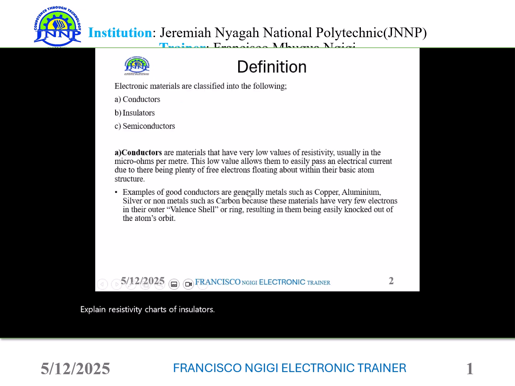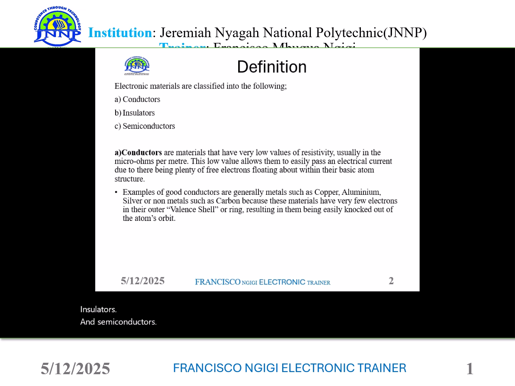Next slide. It's good to know that electronic materials are classified into three. This means that all electronics gadgets that we have are made up of materials, namely conductors, insulators, and semiconductors.